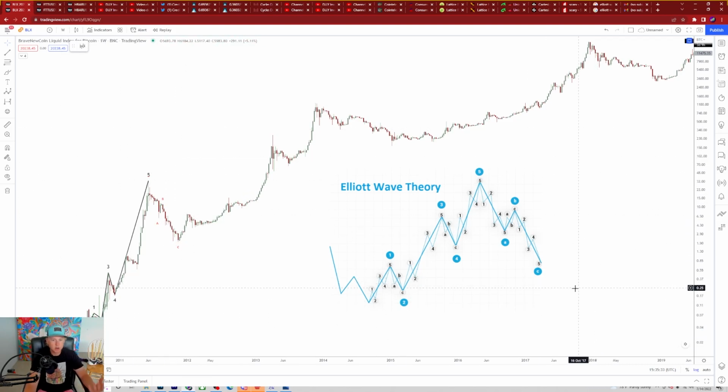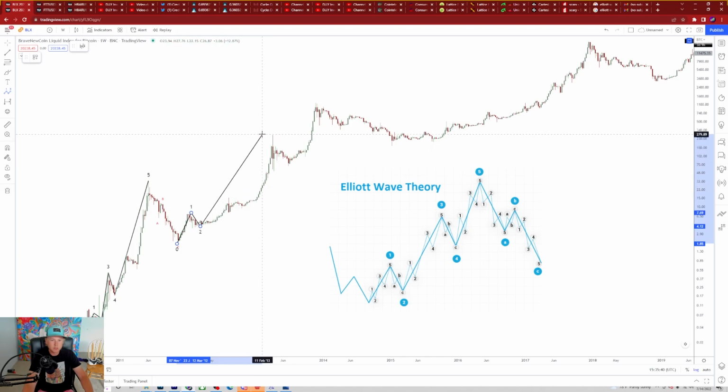Now this is what starts our wave 3, and this is where it gets a little bit different. A lot of people draw their Elliott waves like this. 1, 2, 3, 4, 5, and then that completed our wave 3. And they're drawing every cycle as an impulse.